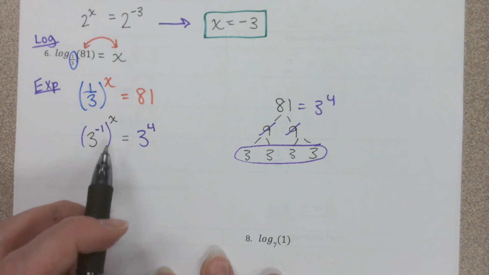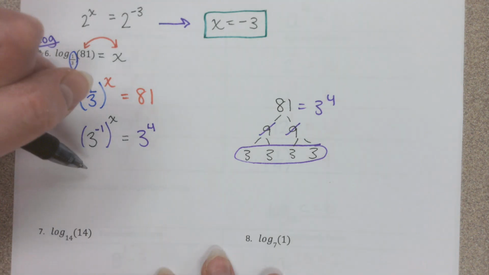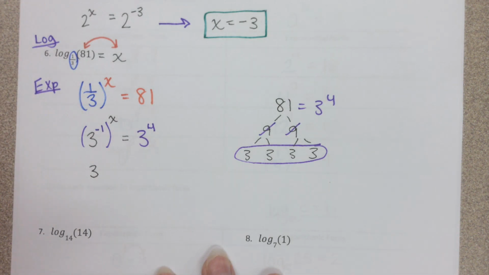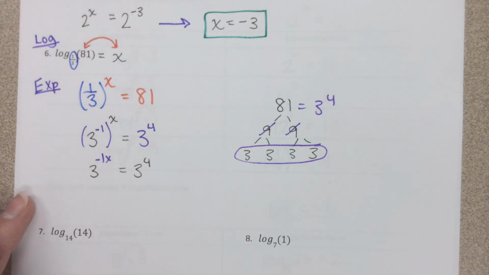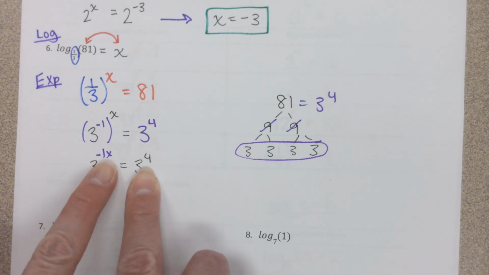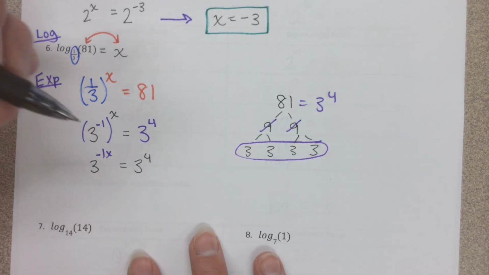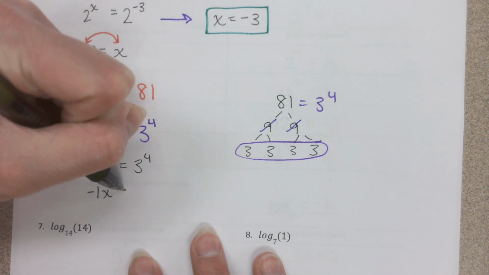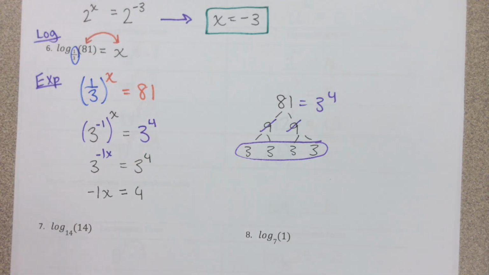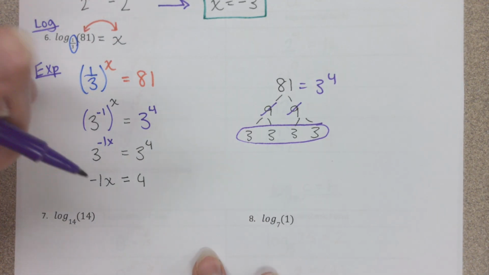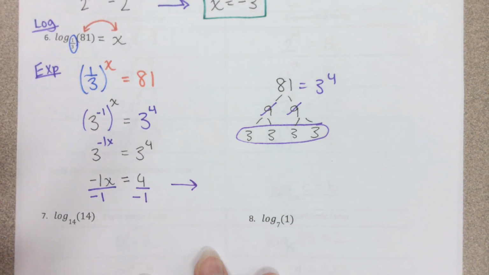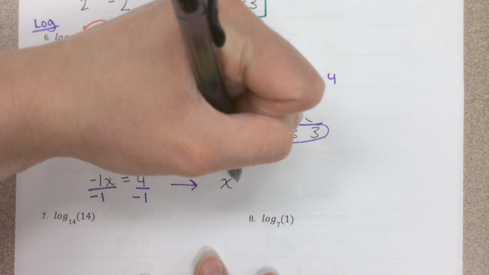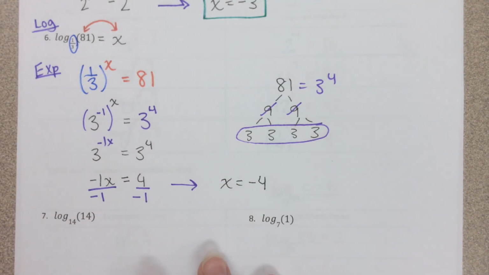We've got the same bases, but we need to take care of multiplying these exponents first. Negative 1 times x is just negative 1x equals 3 to the 4th. Now we can drop the bases and just focus on this equation here. Negative 1x is equal to 4. And we need to divide off that negative 1 on both sides to solve for x. That means x is just negative 4.